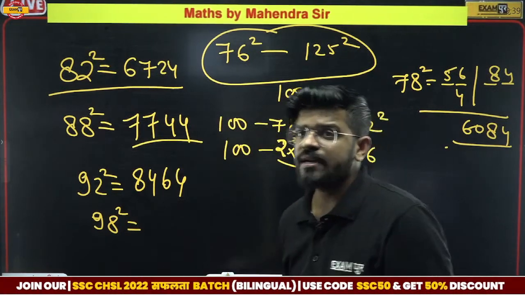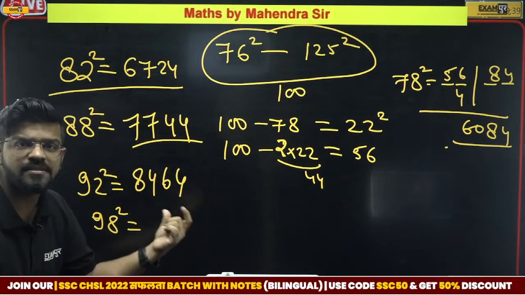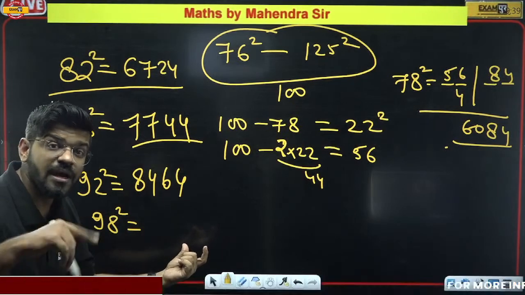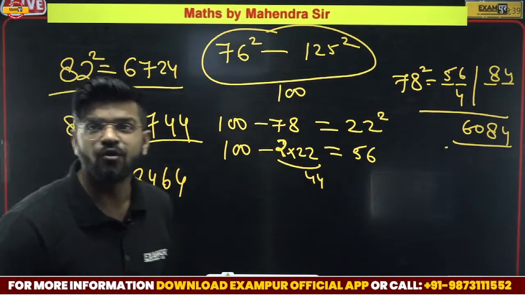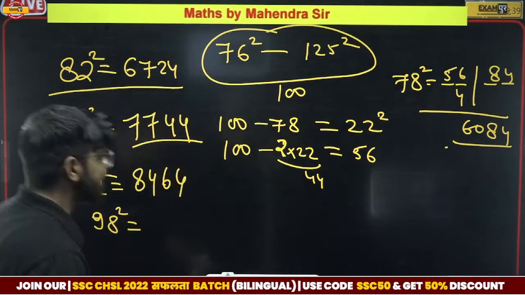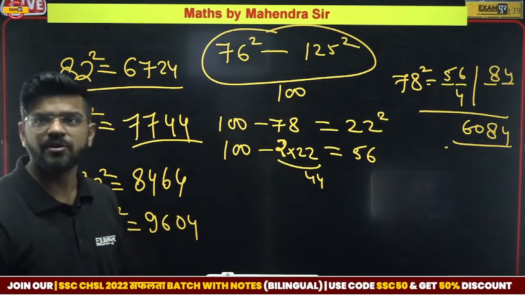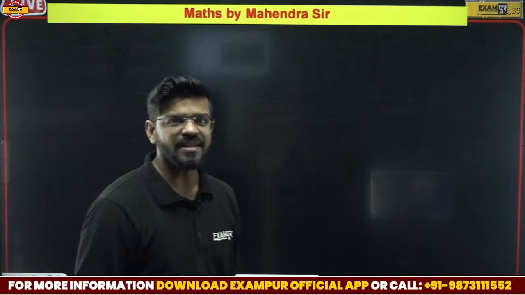So 98 square is nothing but it is 2 less than 100. So 2 square will be 04, 04 in the last two digits, and double 2 is 4. So 4 will be less from exactly 100. So 9604. Absolutely correct. Very good, everyone. Superb.